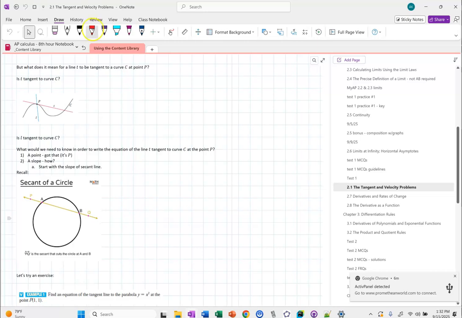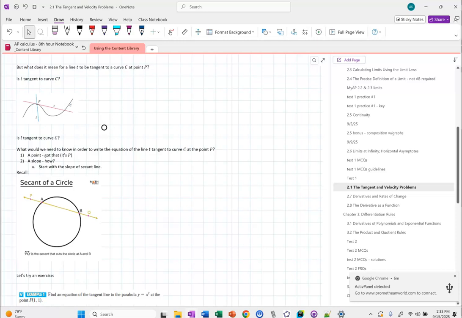But I can find a small enough neighborhood where that tangent line is only intersecting the curve once, right? If I look at a small enough neighborhood, tangent to it at that point. Everybody's okay? So what I eventually want is the slope of that line, the slope of that tangent. That's what I'm going to be looking for.